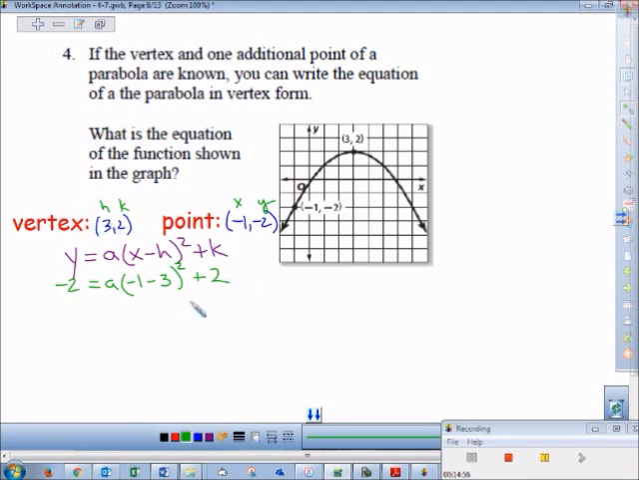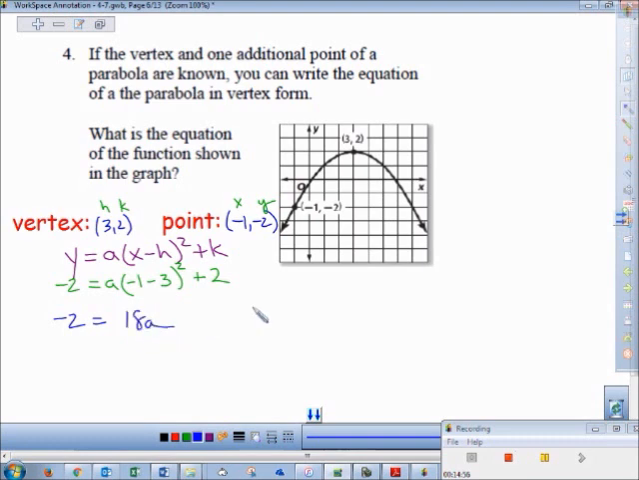The hardest part for y'all is following the order of operations. Let me do this wrong for you. This is what most students do wrong. Negative 2 equals, they do this: isn't negative 1 minus 3 negative 4? Square it, you get 16.